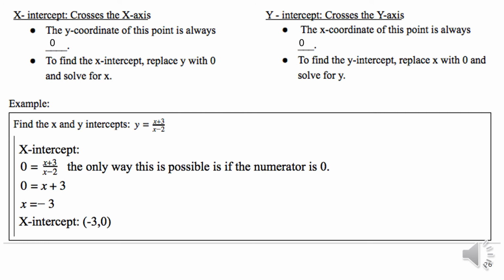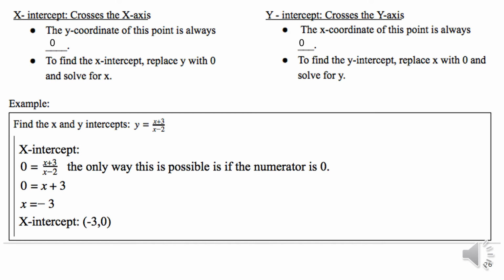The only way that it's possible for a fraction to equal 0 is if the numerator is 0. So we don't care about the denominator. We only care about when 0 equals x plus 3. And that's true when x equals negative 3. Therefore, our x-intercept is at negative 3, 0.